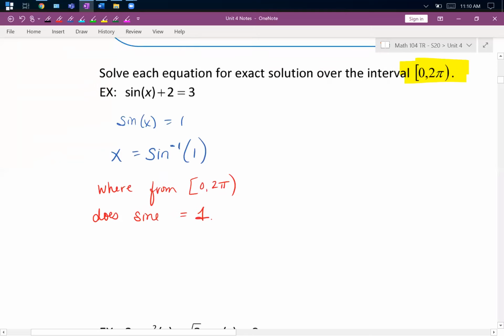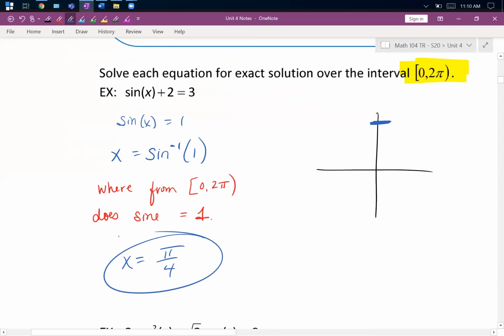All right, so we're looking where on the whole unit circle does sine equal 1? Well, that only happens at one spot right here. Sometimes it's one, sometimes it's more than one spot. Only happens at one spot, so we're going to get that x is equal to pi over 4.